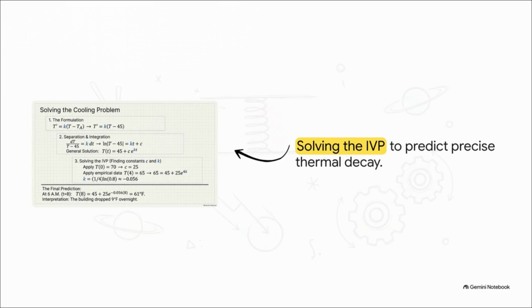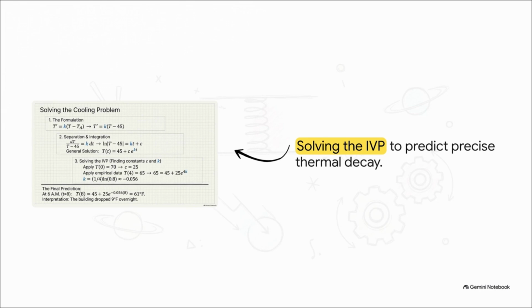Here is where the separable ODE really shines. We formulate the model. The rate of temperature change, T prime, is directly proportional to the difference between the object's temperature and the ambient temperature. So we write that as T prime equals k times the quantity T minus T_A.